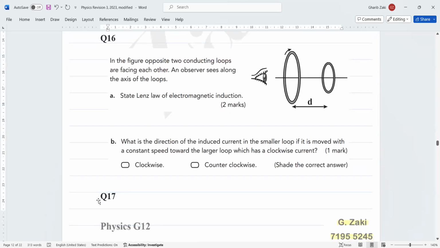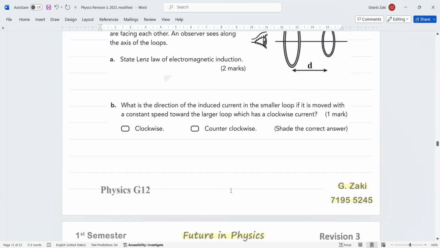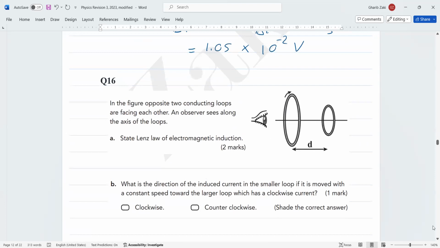But now just think of part B. Take care. Part B, according to Lenz's law. Think of it. Yeah, try. I give you 2 minutes to solve.